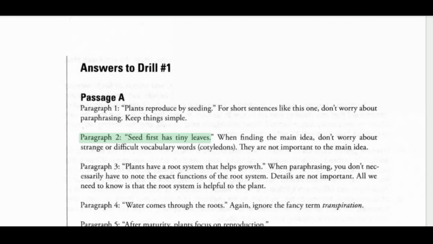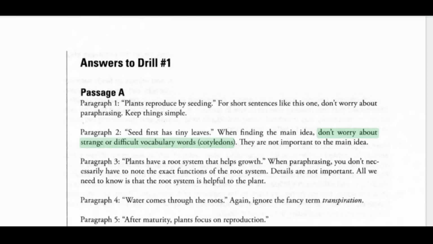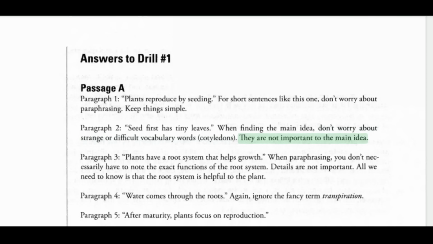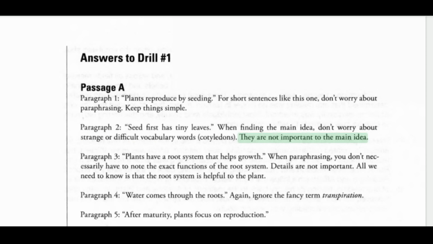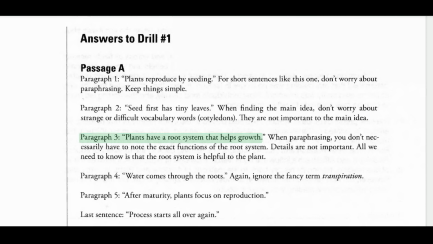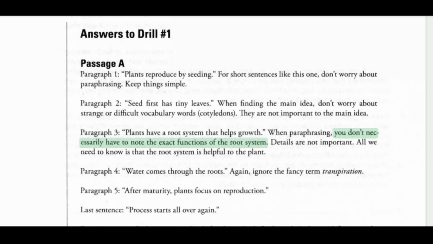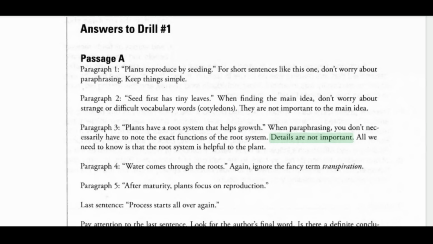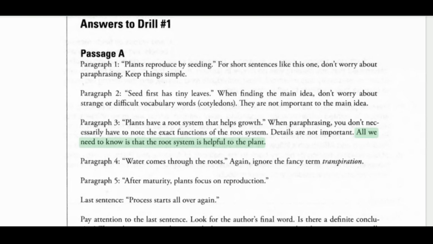Paragraph 2. Seed first has tiny leaves. When finding the main idea, don't worry about strange or difficult vocabulary words like cotyledons. They are not important to the main idea. Paragraph 3. Plants have a root system that helps growth. When paraphrasing, you don't necessarily have to note the exact functions of the root system. Details are not important. All we need to know is that the root system is helpful to the plant.